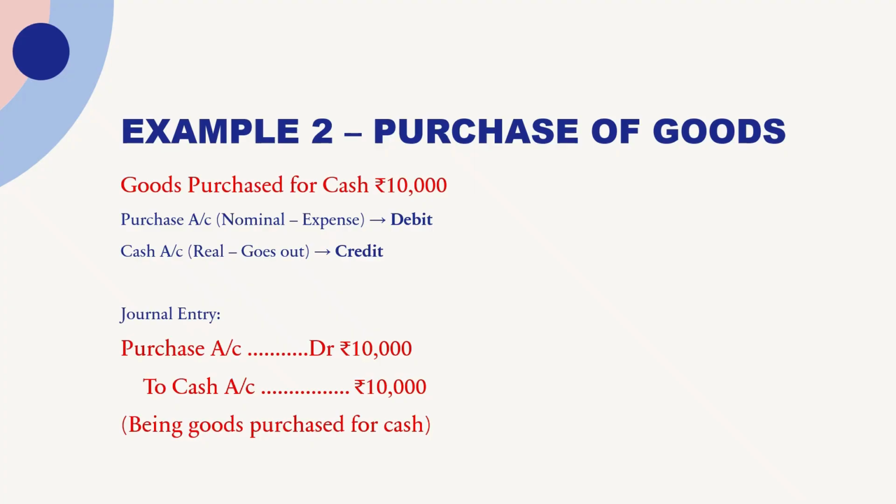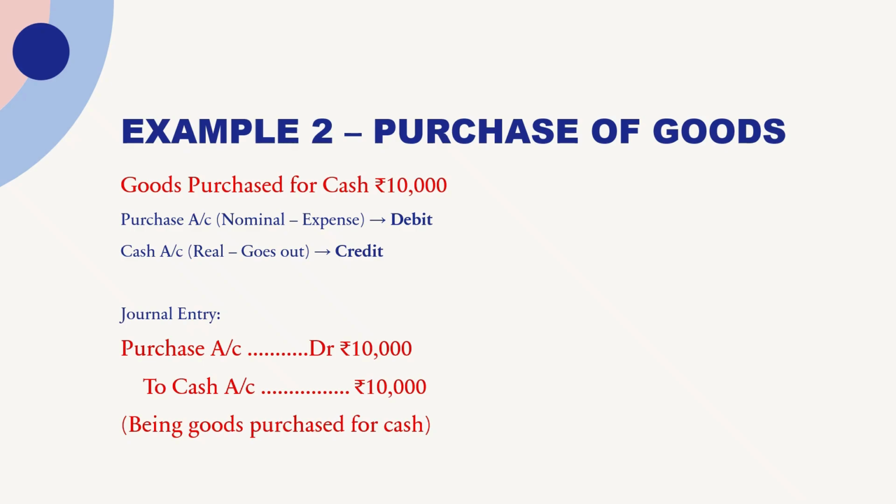Now, second example. You are starting a business, then you need to purchase goods. So here we have purchased goods for cash, as in you have given the cash and bought the goods. So two accounts are involved, purchase account and cash account. Purchase account is a nominal account, an expense, so it will be debited.